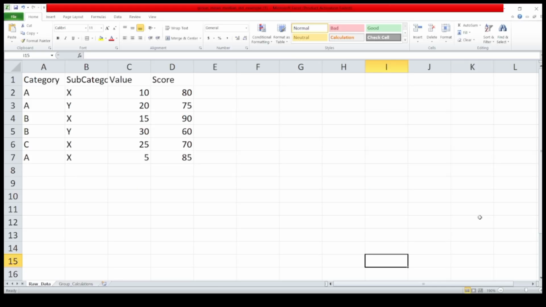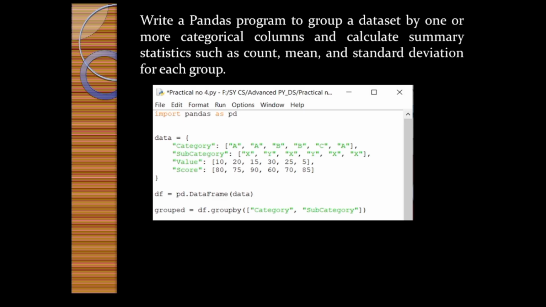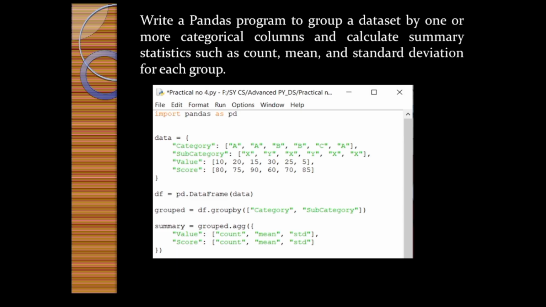This is how the data would be. You have category, subcategory, value and score. Next, we have group is equal to df.groupby(category, subcategory). So it will make it into groups. The rows will be on the basis of the group, which has category and subcategory, and the calculations will also be done group-wise.